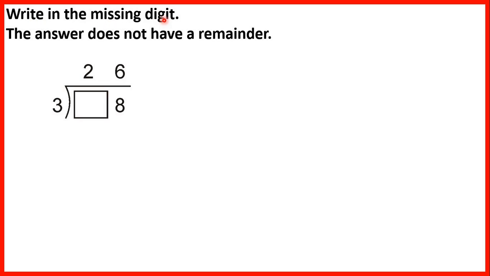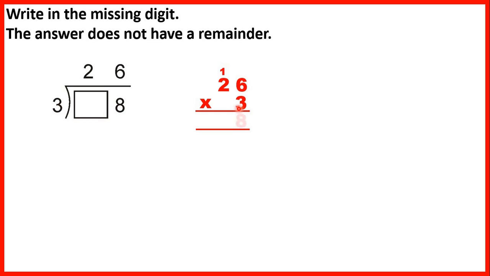Write in the missing digit. The answer does not have a remainder. So something divided by 3 is 26. But we know that division is the inverse to multiplication. So if we have a division question and we know the number that we're dividing by and the answer, what we can do is multiply the answer by the number that we're dividing by, and that will give us our dividend. So we can work out 26 times 3 to find this number here.